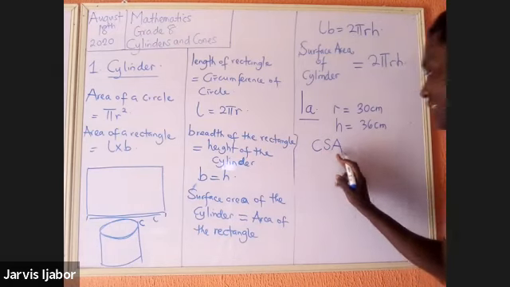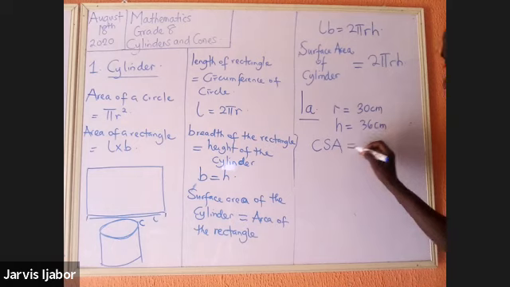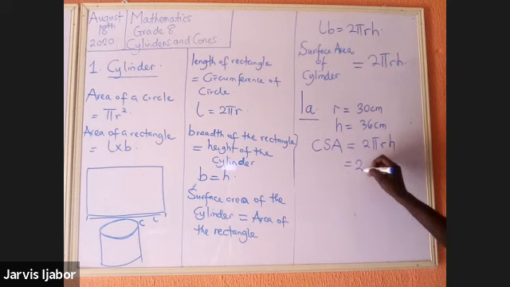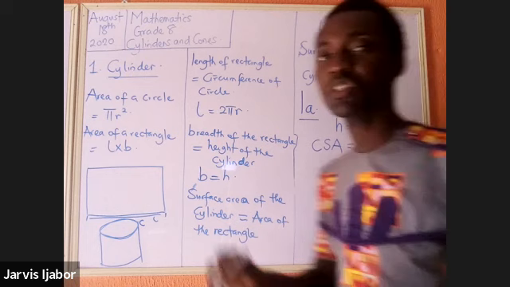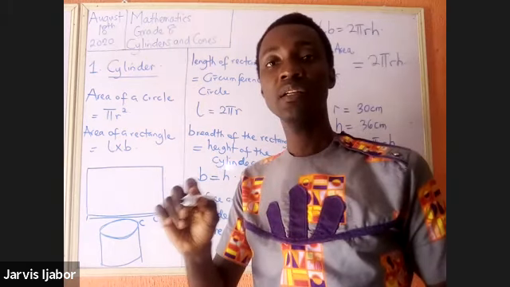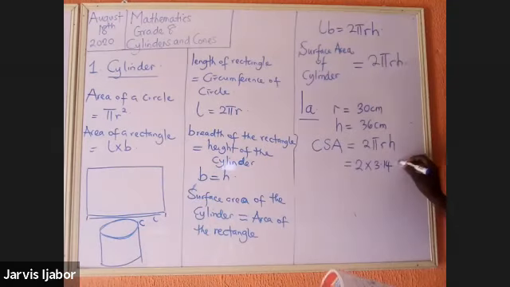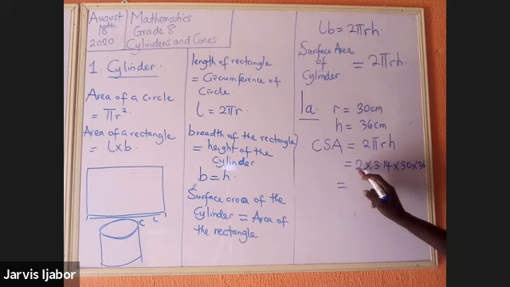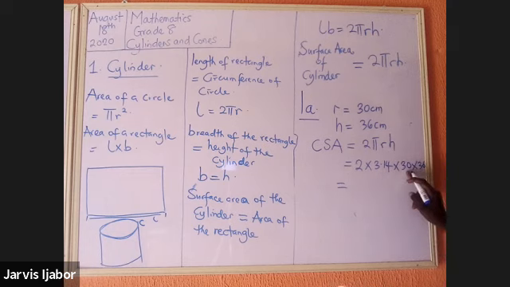So you can write that CSA will be equal to 2 pi r h. Now, please be careful here. You are told to take pi as 3.14. Okay. What's the radius? 30. What's the height? 36. So what will be your answer? Take it gradually. I'll multiply this with this, or you can multiply this with this.